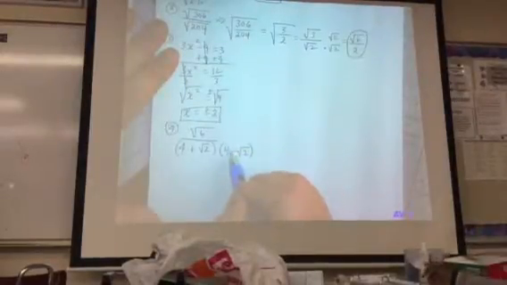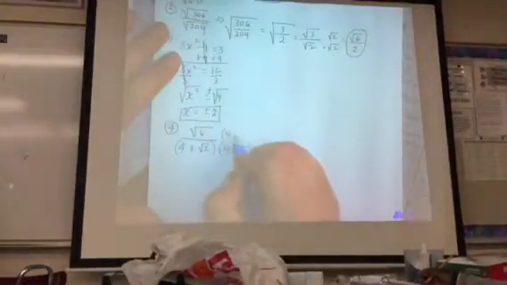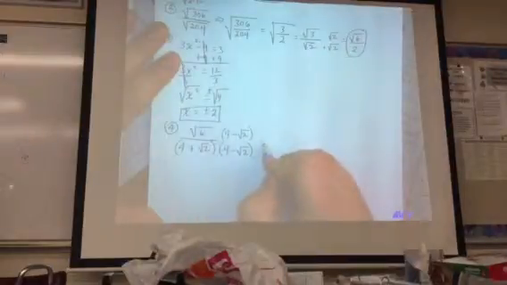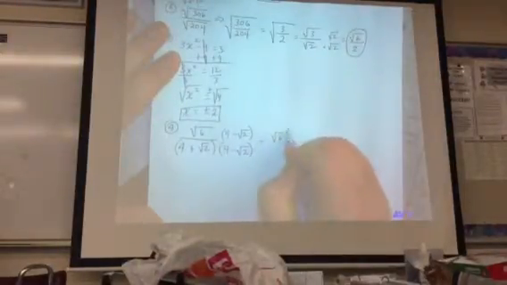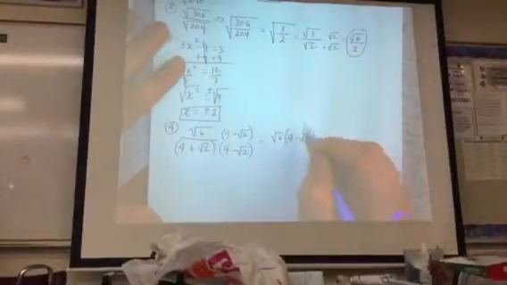So help me, if you multiply the denominator by 4 minus the square root of 2, guess what you've got to multiply the top by? The same thing. Exactly. Now, the numerator becomes the square root of 6 times the quantity of 4 minus the square root of 2, which I'm going to distribute momentarily.